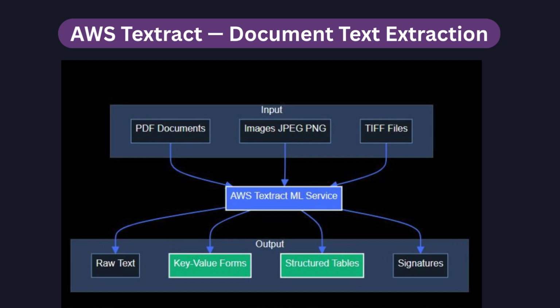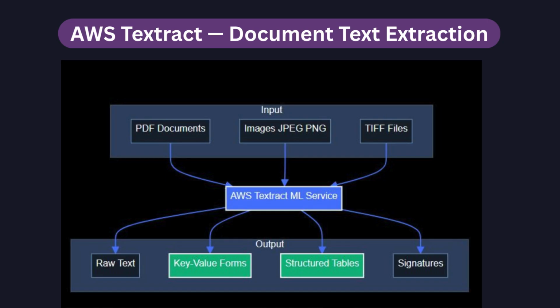AWS Textract is a machine learning-based service that automatically extracts text, forms, tables, and signatures from documents without requiring any OCR configuration. It supports multiple file formats including PDF documents, JPEG and PNG images, and TIFF files, and it understands the structure and layout of documents, instead of only extracting raw text. This makes it useful for processing invoices, contracts, medical forms, tax documents, and other structured documents at scale.